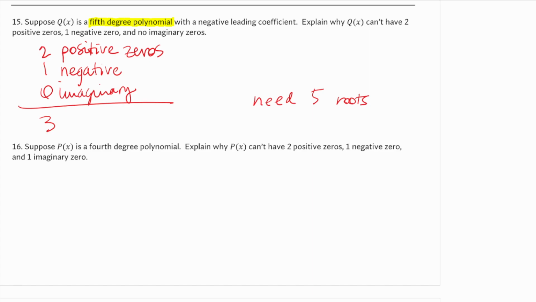Alright, suppose P is a 4th degree polynomial. Explain why P can't have 2 positives, 1 negative, and 1 imaginary. Ah, you don't know this yet. That's too bad. This would have been a much better question for the next homework. Imaginary roots, they come in conjugate pairs.